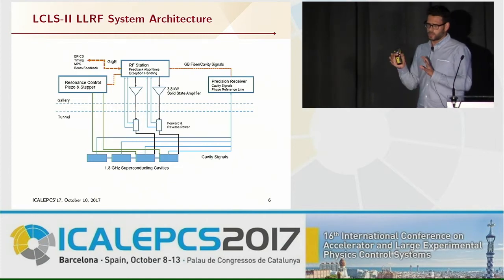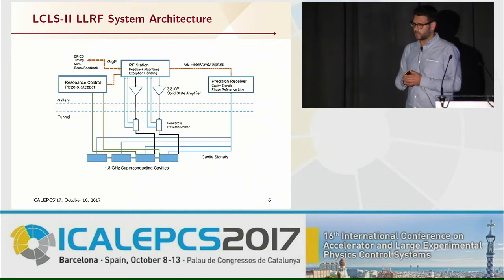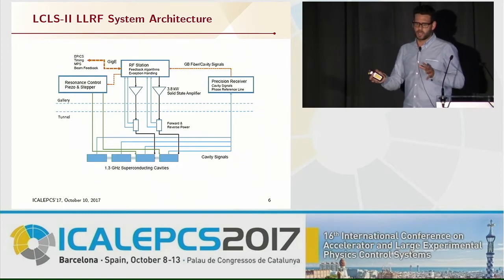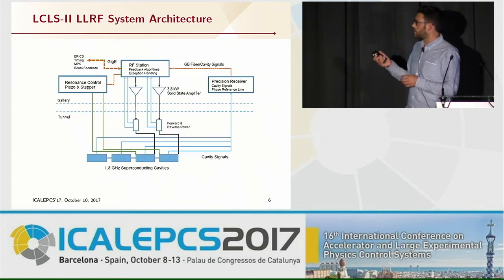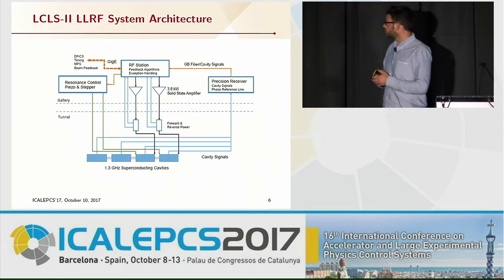So here's a diagram of the low-level RF system. We use what we call a network-attached device approach, which is basically this chassis without these crates, or microTCA crates, or VME or anything like that. They're just interconnected through fibers over the network.